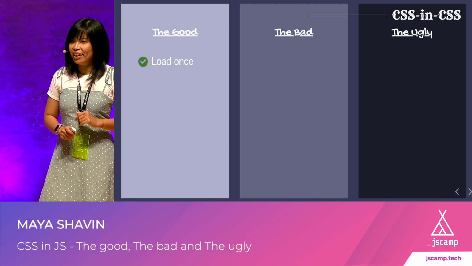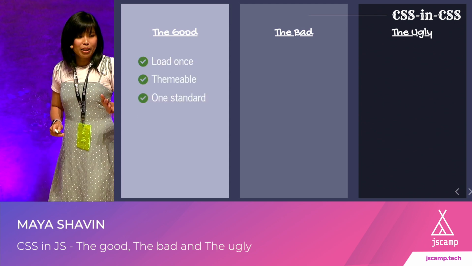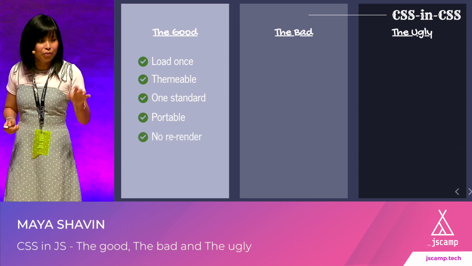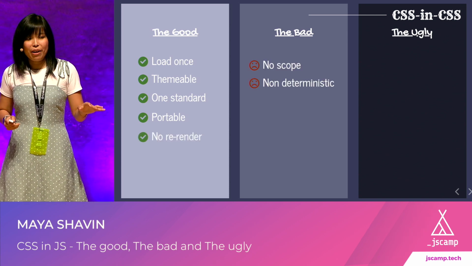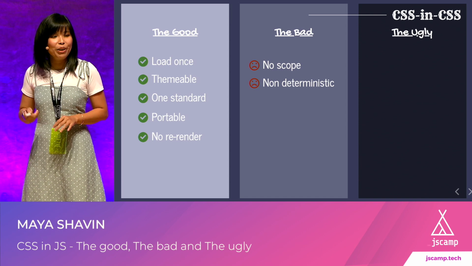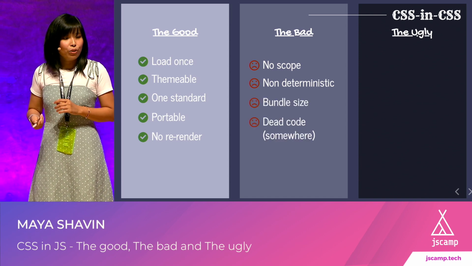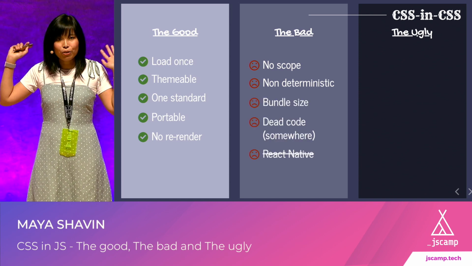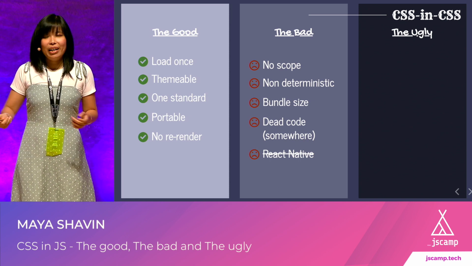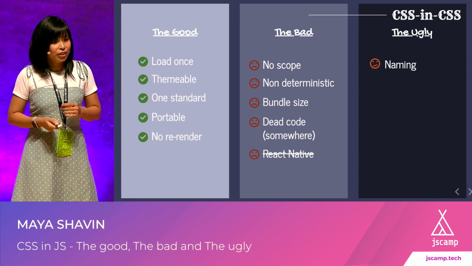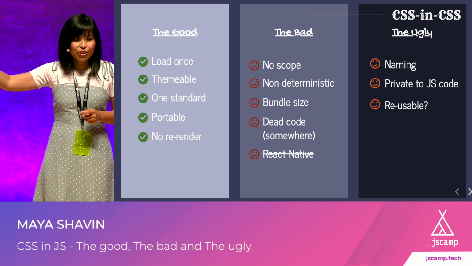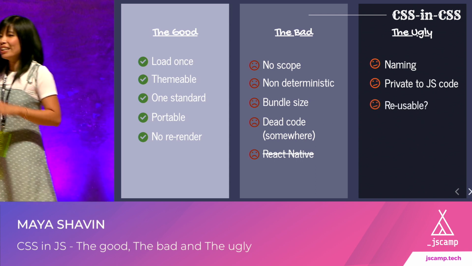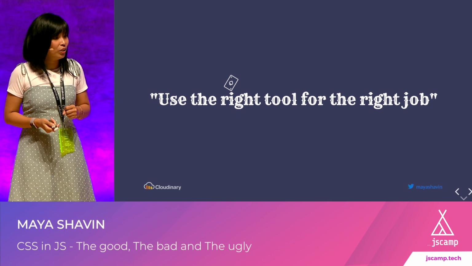Meanwhile, CSS modules also have problems. It's good because you load only what you need, it's teamable kind of, it's one standard, portable, no re-render. But it's bad because you cannot scope it, it's non-deterministic, of course, bundle size, and dead code somewhere. And it's not React Native supported. But the ugly is the naming. You still need to name it. Privately, it's actually private to the JavaScript code.